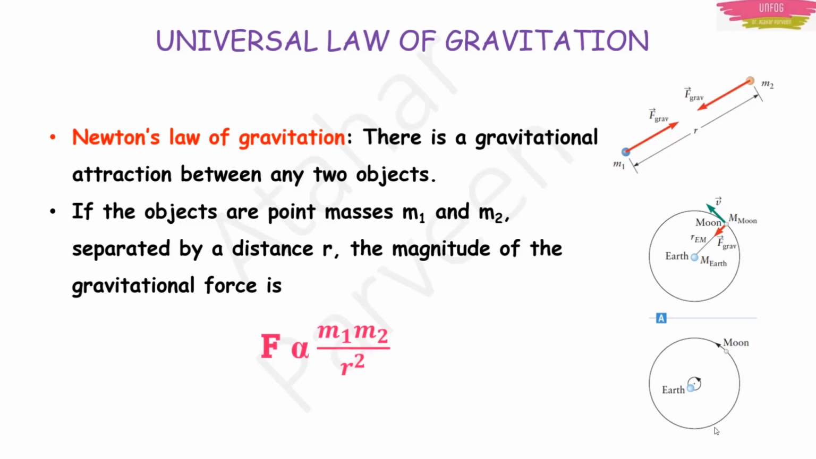This law is known as the universal law of gravitation because it is applicable to everything in this universe, right from two point masses to celestial bodies like planets and satellites also. So this is known as the universal law of gravitation.